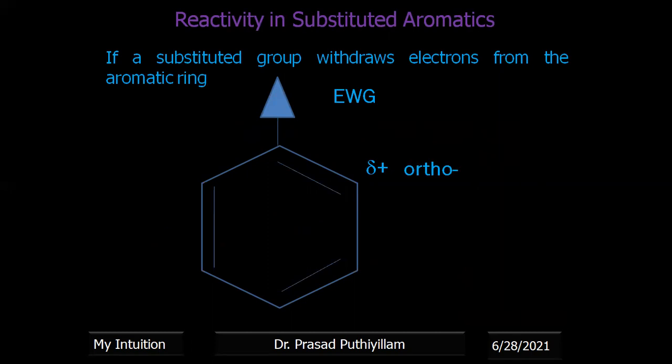Therefore, it gives a partial positive charge to the ortho position and a partial positive charge to the para position. Again, this electron withdrawing group's resonance effect is explained in the previous video.